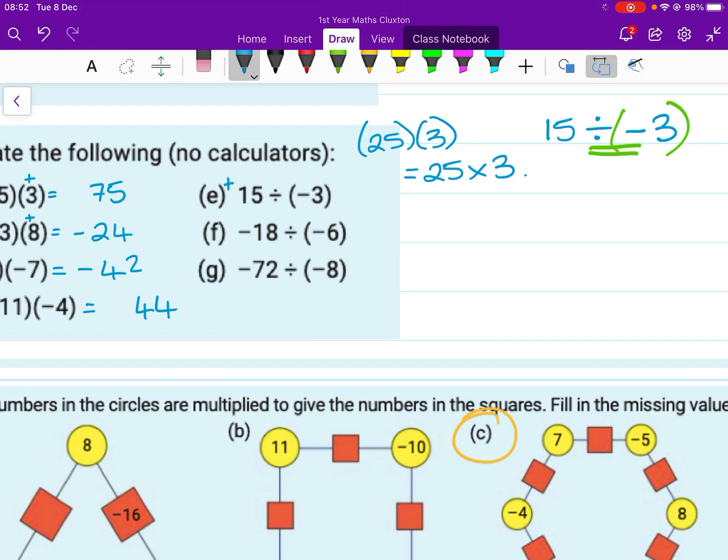So the 15 is positive, the 3 is negative, so they're different signs. So different signs mean minus, and then this time we're dividing, so 15 divided by 3 is 5. Here we have a minus and a minus, so that's going to give us a plus, and 18 divided by 6 is 3, and again, you don't need that. Here we have two minuses, so same sign gives me a plus, and 72 divided by 8 is 9.